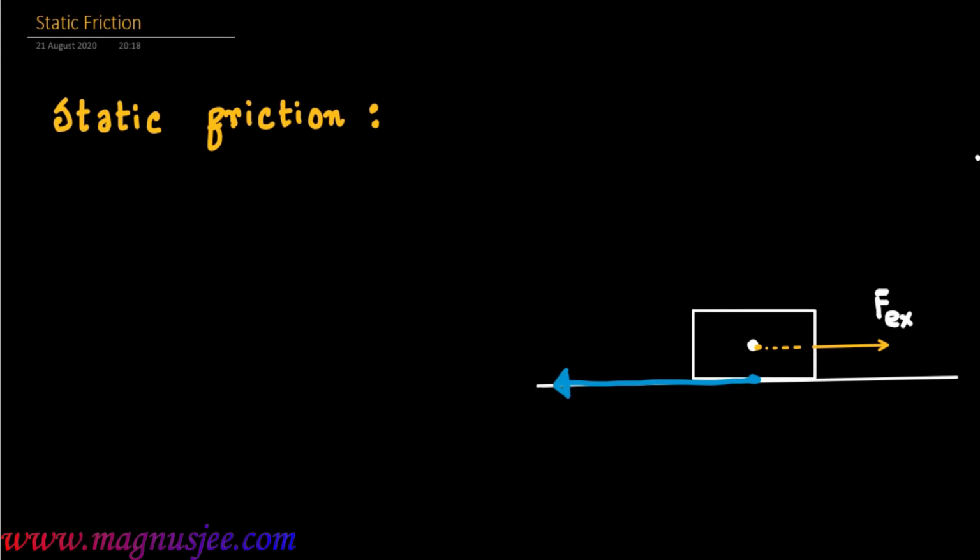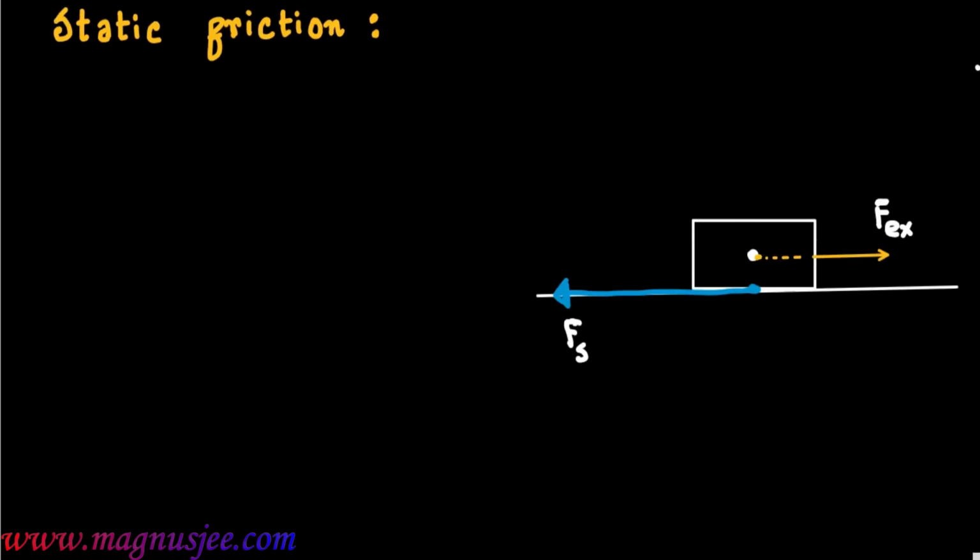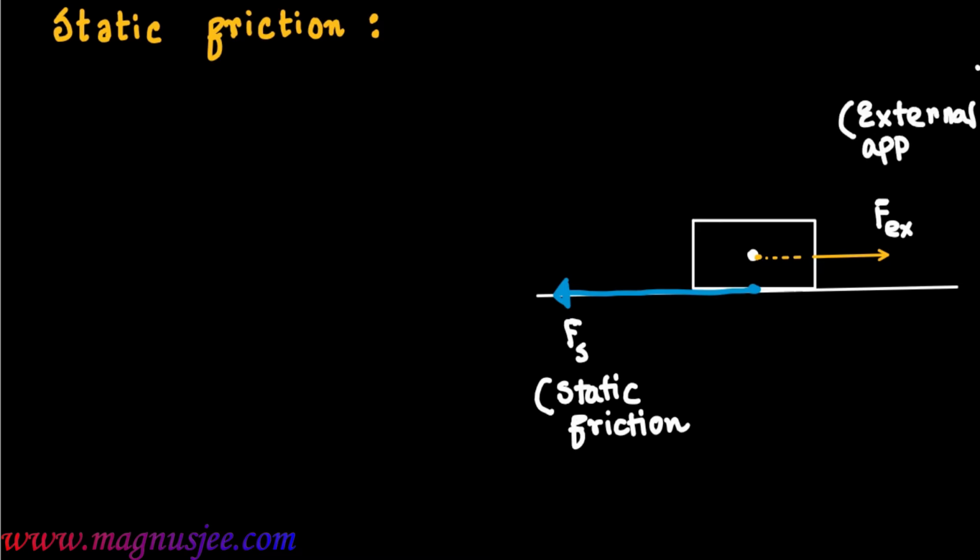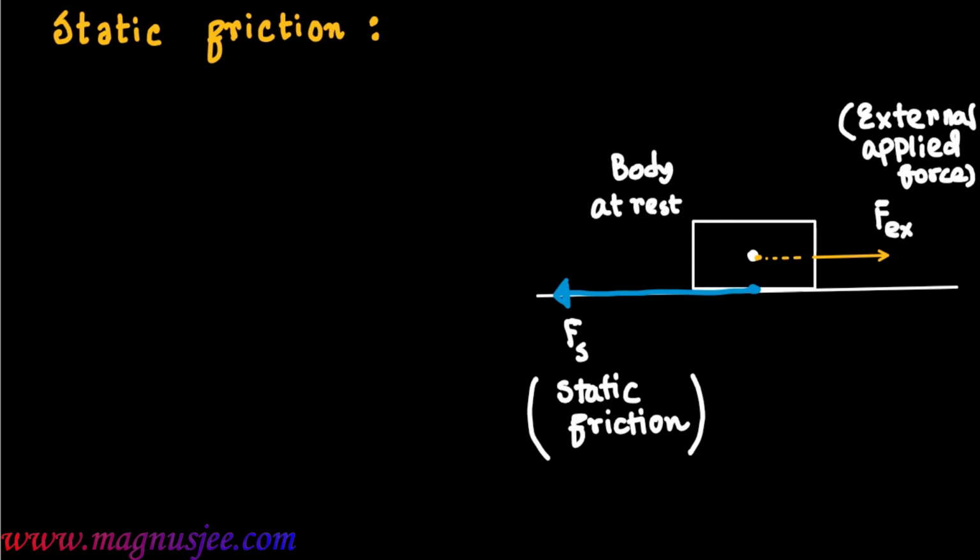Due to application of external force Fex towards right, an opposing force Fs comes into play in the opposite direction on the surface in contact of two bodies. This is the opposing force or static friction, and Fex is the external applied force. And this is the body which is at rest.